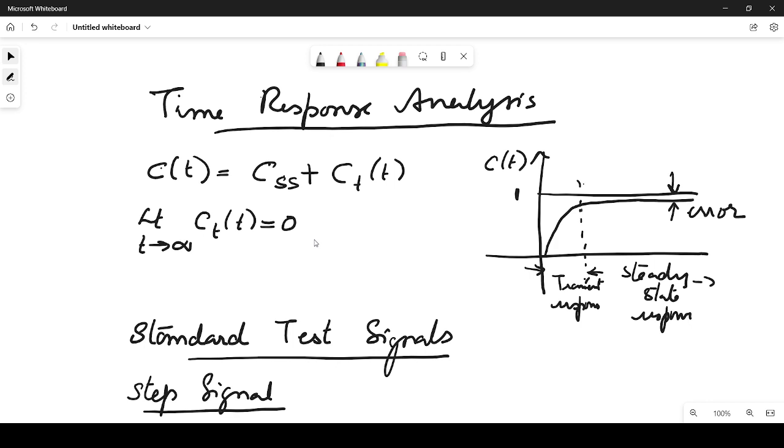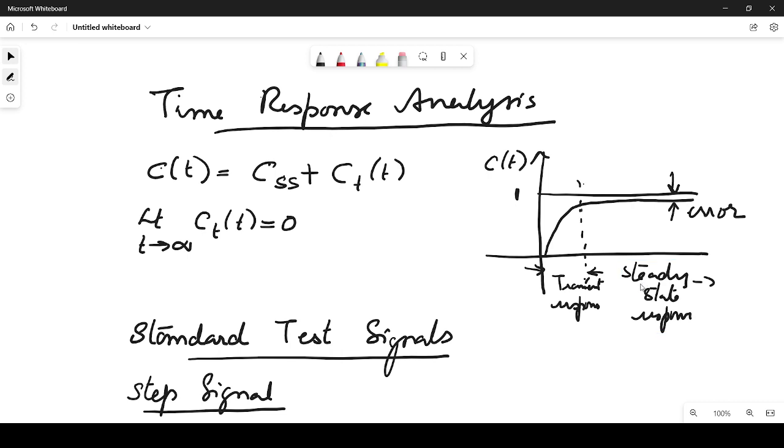The transient response may be either exponential or oscillatory, and these oscillations die out as time tends to infinity. In this waveform, you can see the starting part, the exponential part, dies out as time tends to infinity. The part that remains after the transience has died out is called the steady state response. In this particular example, you can see there is an error between the final output and the steady state.